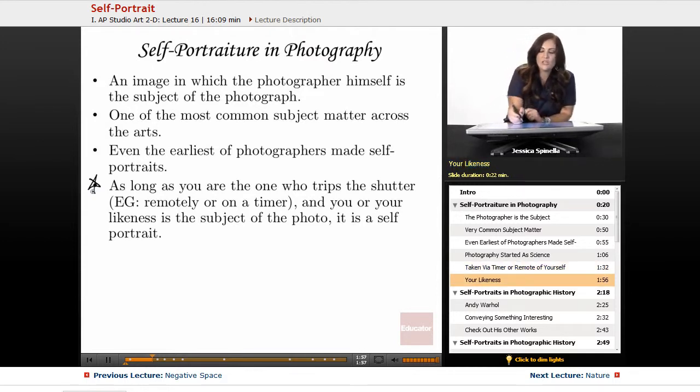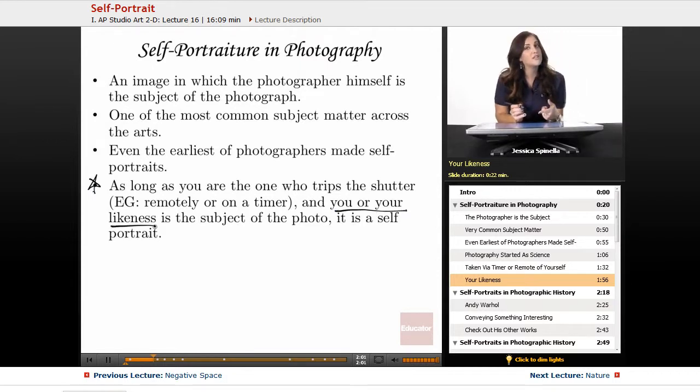And what I mean by you or your likeness is basically it could be your reflection. So maybe you take a photo of yourself in the mirror. That is considered your likeness as opposed to an actual photo of you. So it can be you or your likeness. It could also be a shadow of you. That's considered still a self-portrait. So you meet the requirement as long as you are physically somehow in the photograph.